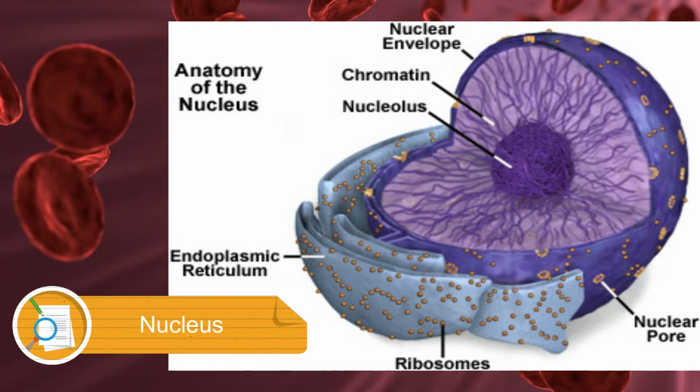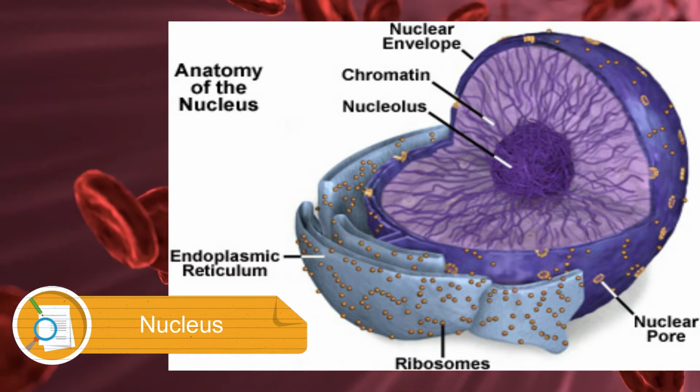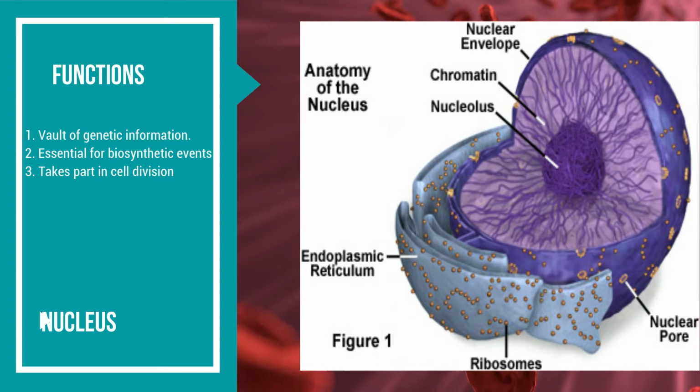Nucleus. The nucleus is a rounded or elongated or spherical structure of the cell which is associated with carrying genetic information. Functions are: vault of genetic information essential for biosynthetic events, and takes part in cell division.